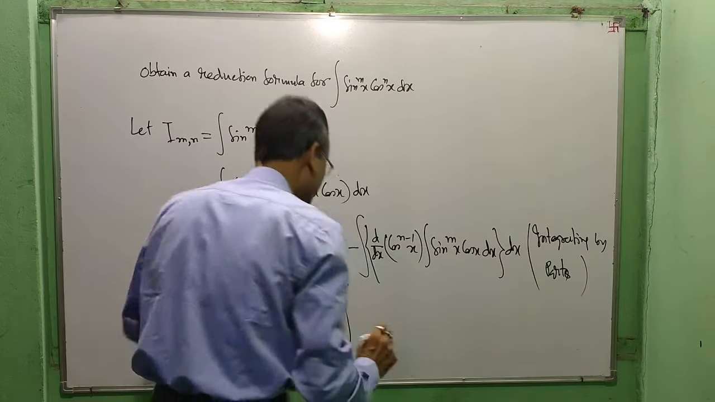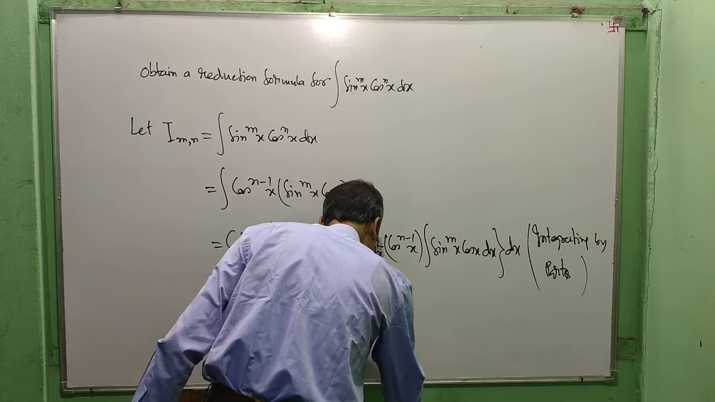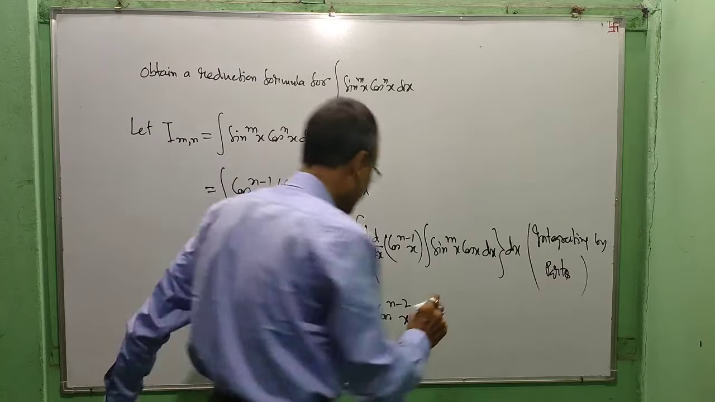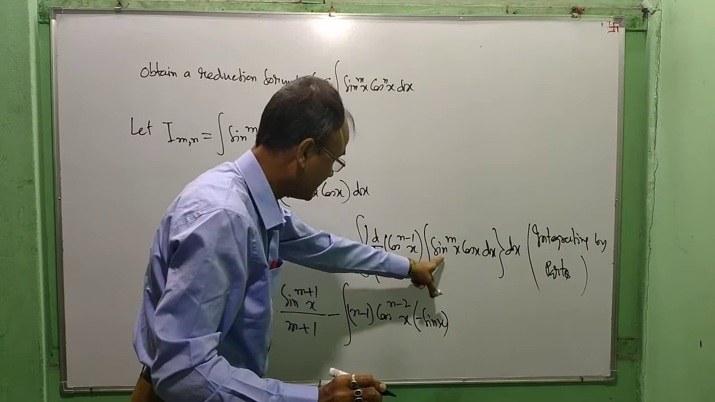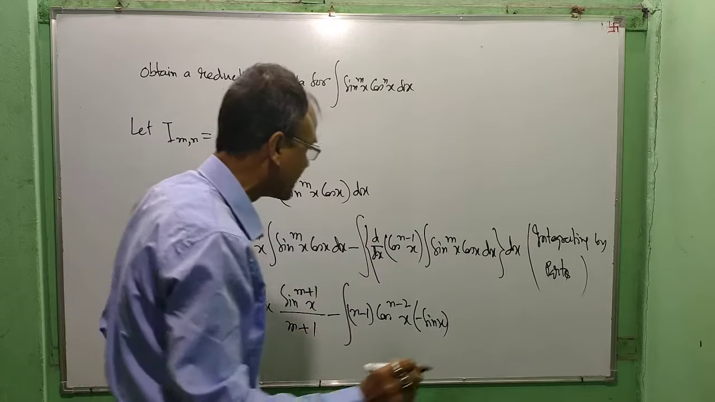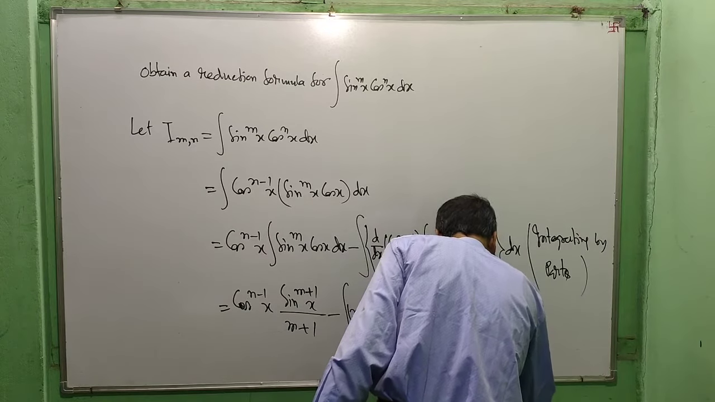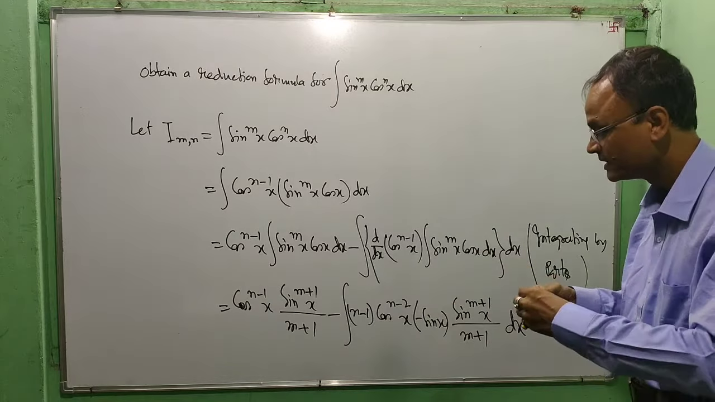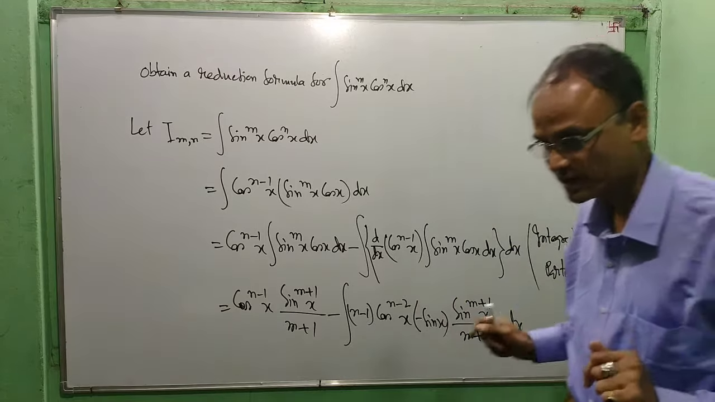Minus the differentiation of this: n minus 1 cos to the power n minus 2 x. Differentiation of cos x is minus sin x. Similarly, integration of sin to the power m x cos x will be equal to sin to the power m plus 1 x divided by m plus 1. These things, just integrate this by parts. This is the differentiation of this. Perhaps you understand this one.